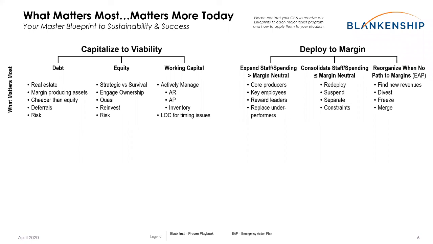So when we talk about expanding staff and spending around greater than margin neutral, that means that we're going to put our resources to play. What we need to do as organizations is take our dollars, and they need to be expended all the time on those things that are creating positive margin. These are core producers, key employees, reward leaders and performers, particularly in this place. And I would say performers is even more important to reward during this period of time, those folks that are creating that margin. And then replace the underperformers.